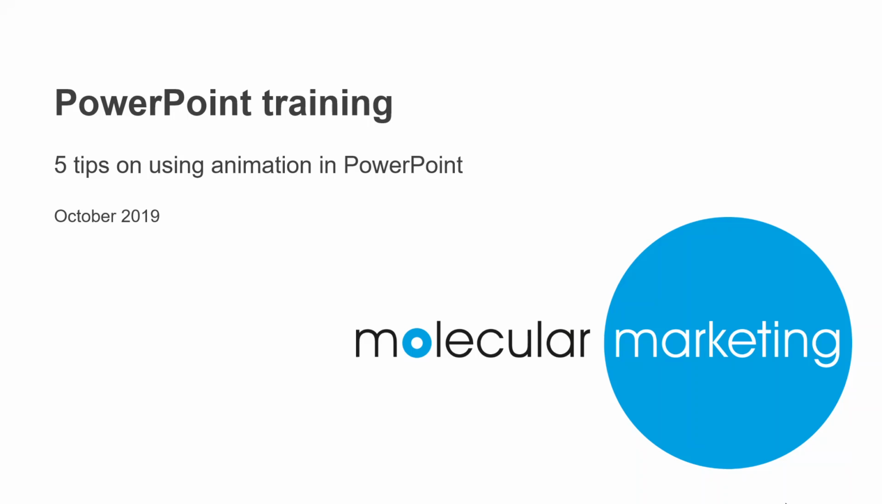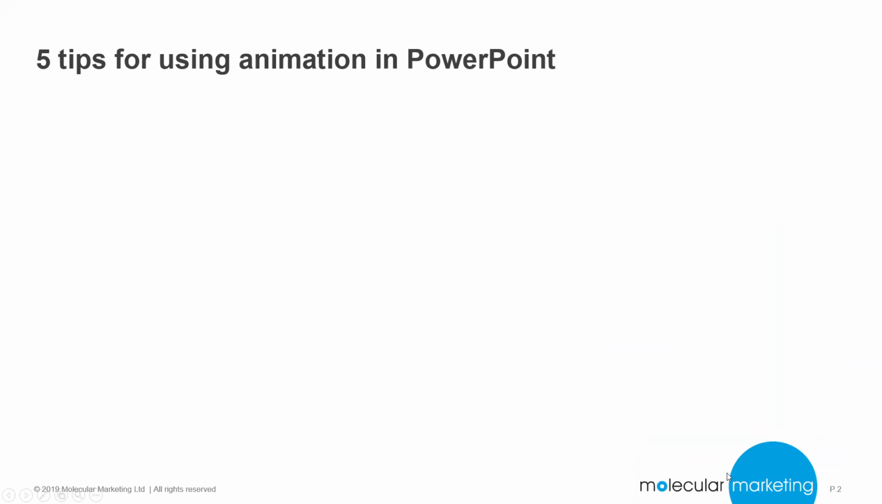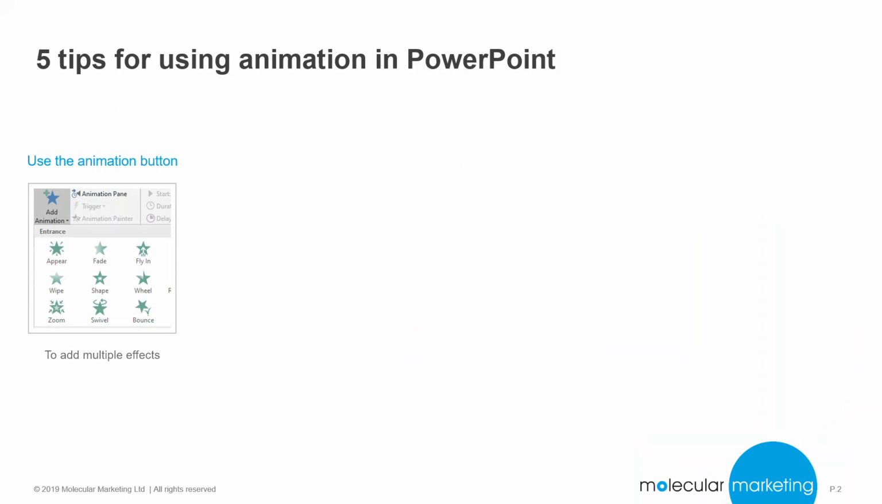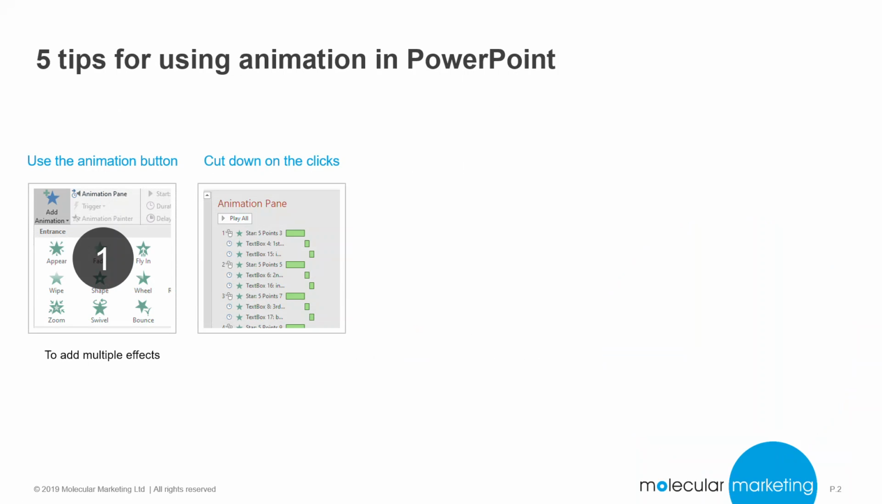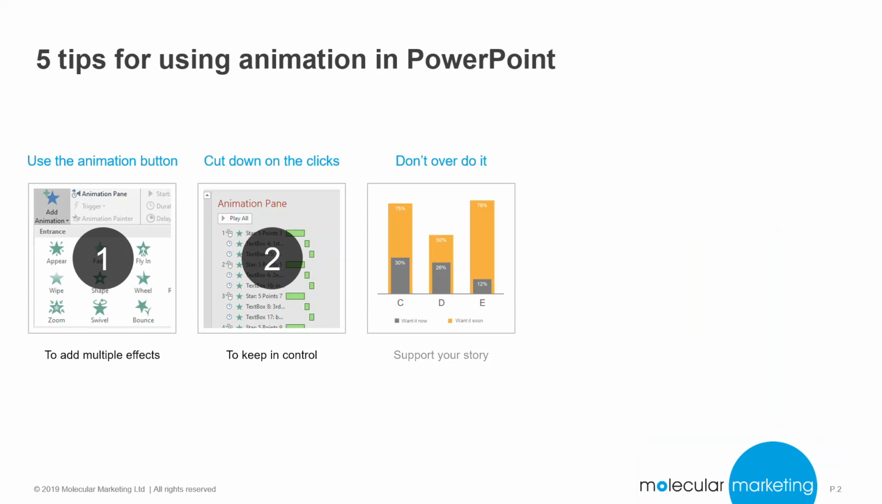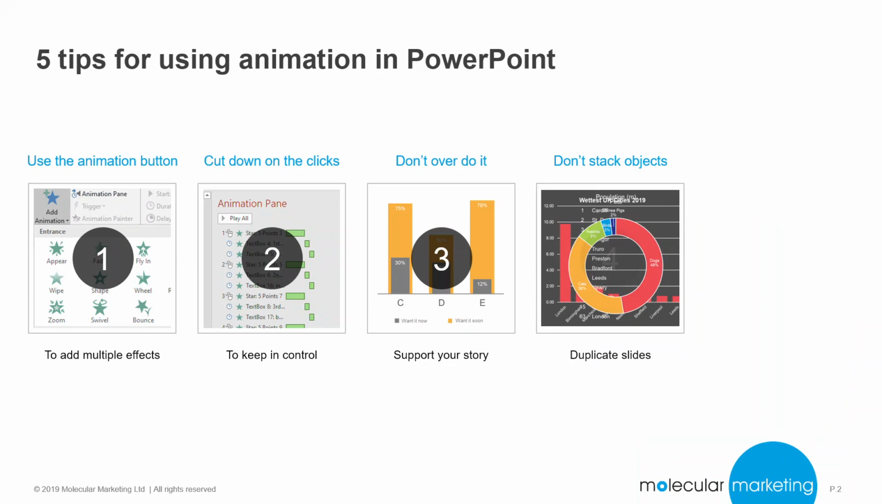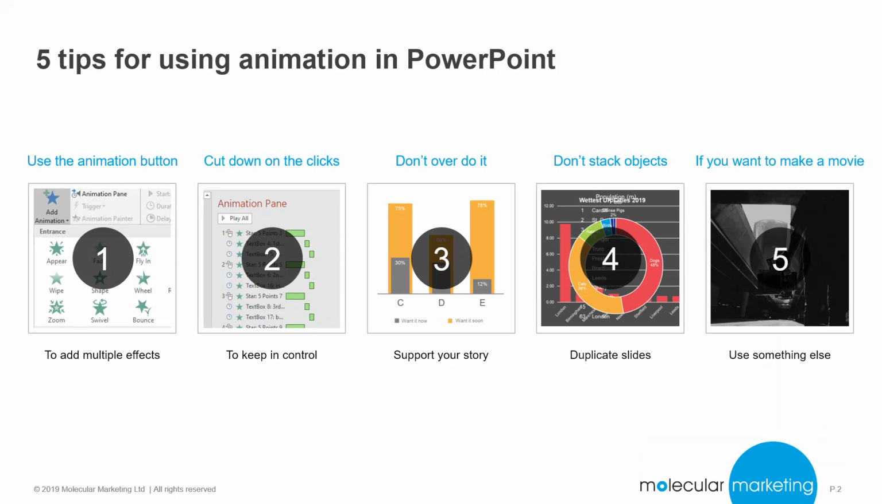I'm going to give you 5 tips on using animation in PowerPoint. The 5 tips are: use the animation button to add multiple effects. Cut down on the clicks to keep in control. Don't overdo it and support your story. Don't stack objects, duplicate slides. And if you want to make a movie, use something else instead.